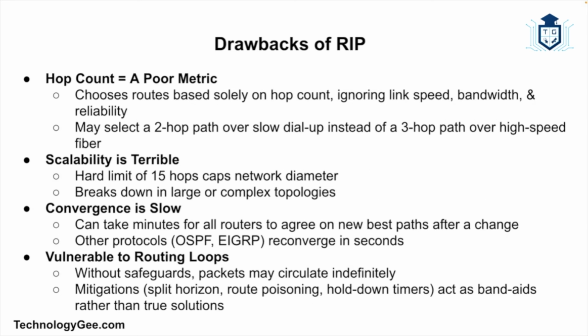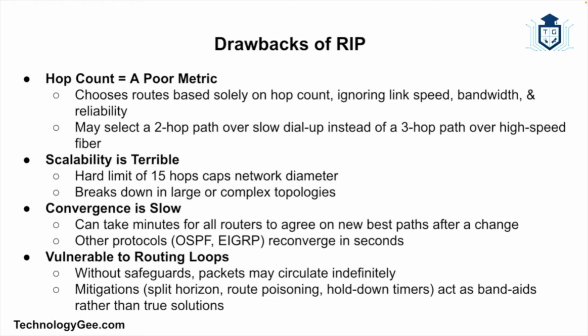Now let's talk about the not so great stuff. And one of the drawbacks here is its hop count, which is a poor metric. So RIP chooses routes based solely on hop count and not on quality. So a 2-hop route over slow dial-up links might be chosen over a 3-hop route using fiber, which is not ideal. Also, when it comes to scalability, RIP is terrible. So with a 15-hop limit, RIP just does not scale. And once your network gets large or complex, it will start to fall apart.